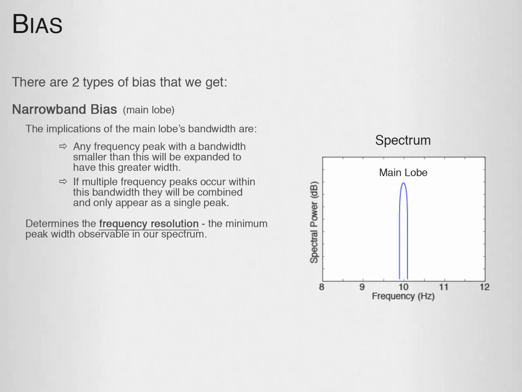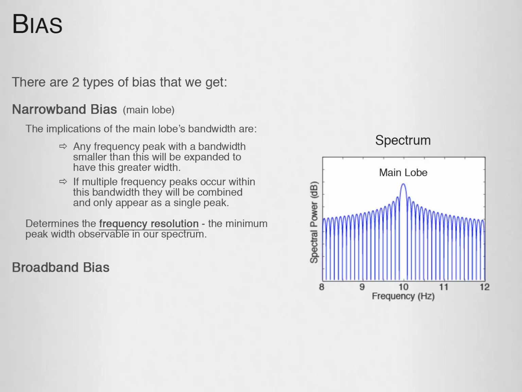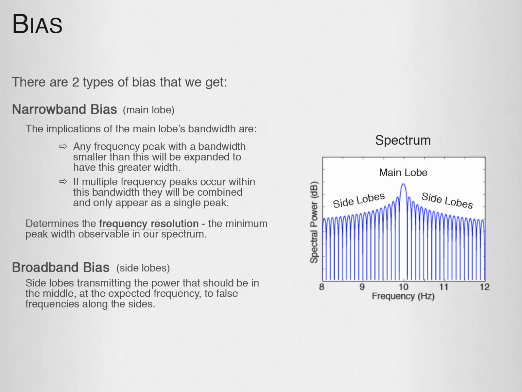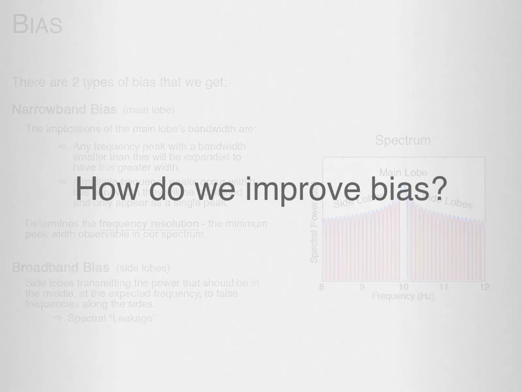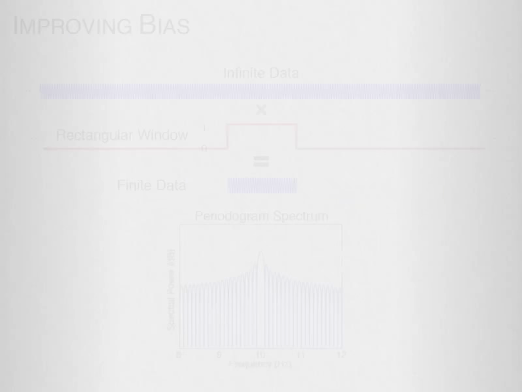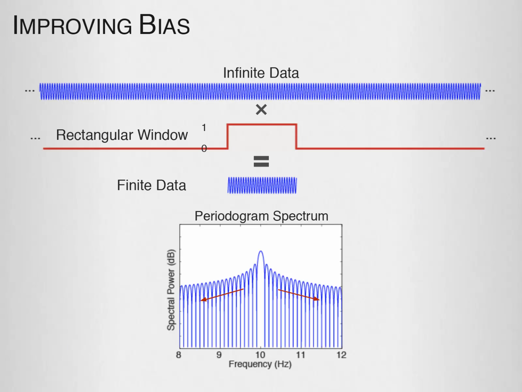The second type of bias is broadband bias and is caused by the side lobes. The side lobes can be thought of to act like antennae transmitting the power that should be in the middle at the expected frequency to false frequencies along the sides. This is known technically as spectral leakage. We are taking this perfectly focused power spectrum and spreading it out infinitely with these side lobes. So, how do we improve bias? As mentioned, the ringing of the side lobes is the result of using this rectangular window. The reason being, this window has very sharp cutoff edges to it.